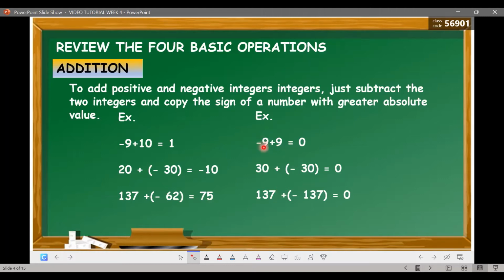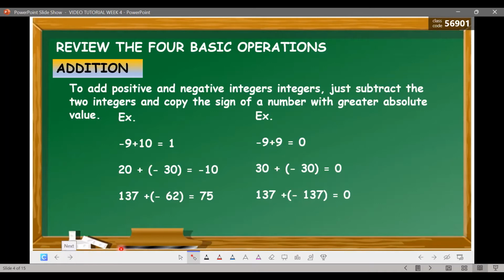And these 3 examples are the 0 pair numbers. So if we're adding a different sign or unlike sign, but they are the same number, the answer is 0, okay? So negative 9 plus 9 is 0, 30 plus negative 30 is 0, 137 plus negative 137 is equal to 0. Okay.